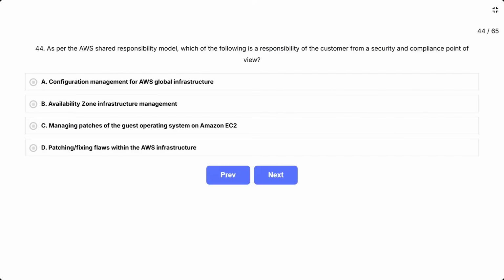Question 44. As per the AWS shared responsibility model, which of the following is a responsibility of the customer from a security and compliance point of view? A. Configuration management for AWS global infrastructure. B. Availability zone infrastructure management. C. Managing patches of the guest operating system on Amazon EC2. D. Patching, fixing flaws within the AWS infrastructure.